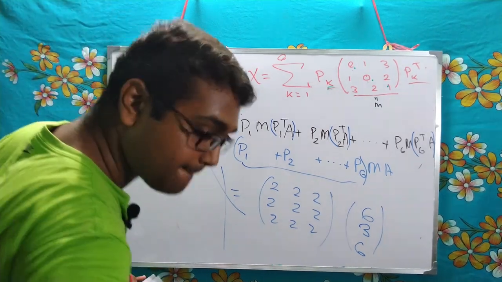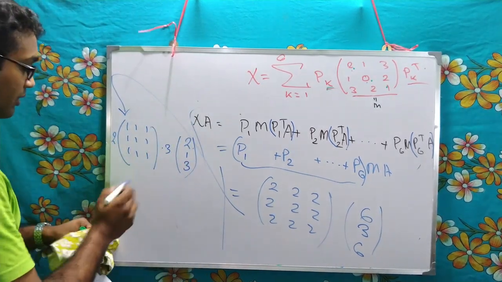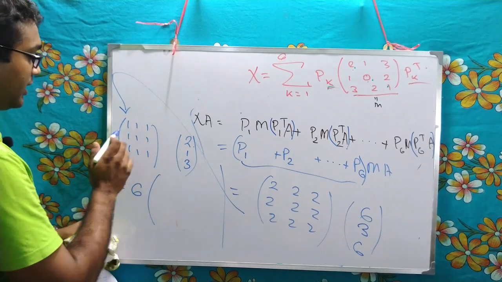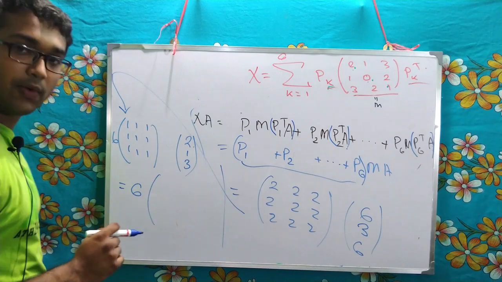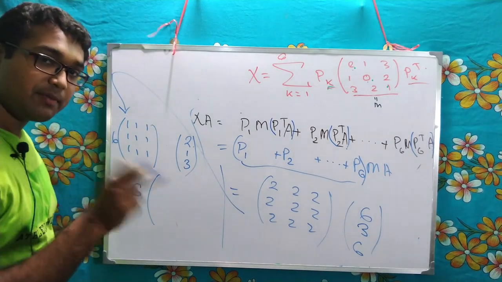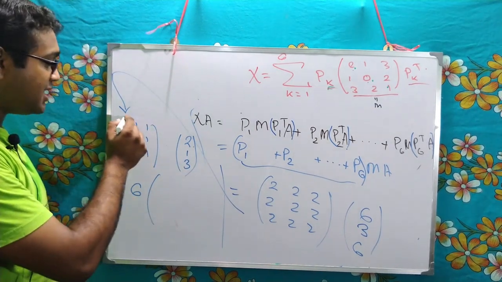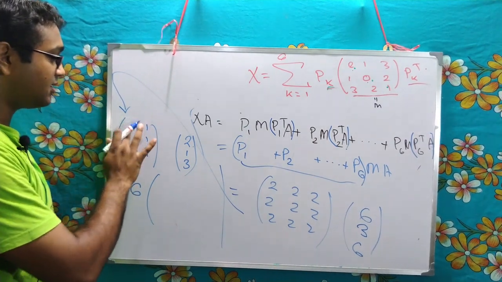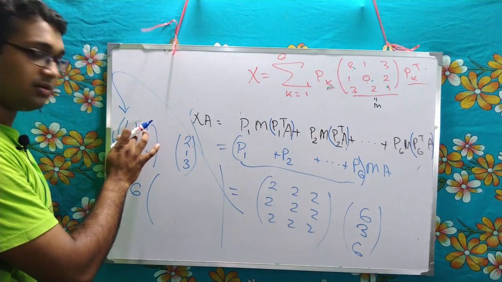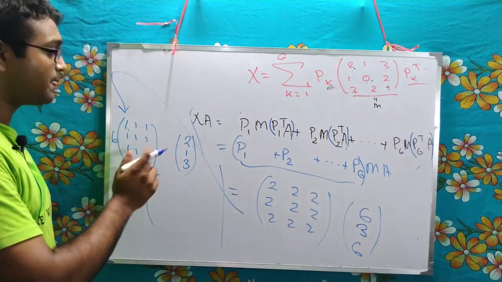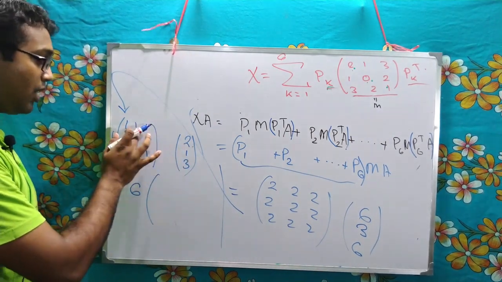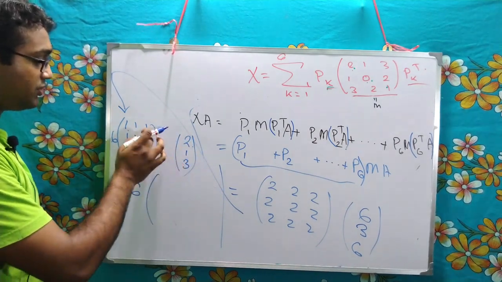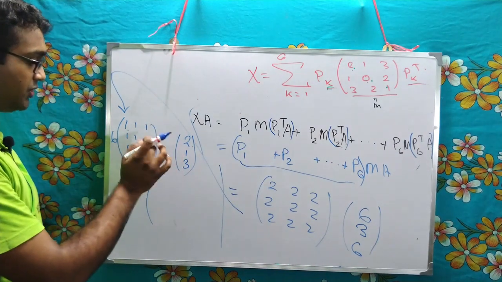Now, 2 and 3 will become 6. We have to find out the multiplication of these two matrices, using the previous rule. Multiply this one with 2, 2 into 1 into 1, and 3 into 1. So it will be 2 into 2, 1, 1. So 2 plus 1, 3, and then 3 plus 3 into 1 here, 3.